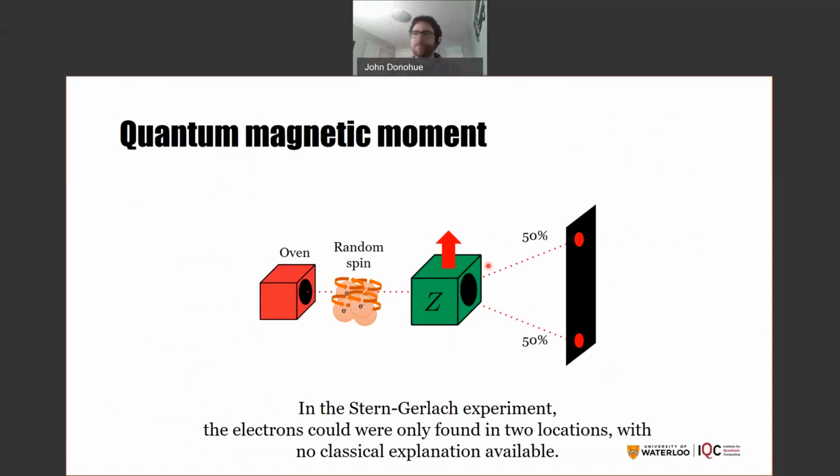have a random spin orientation, you should see a random blur. Say this is some kind of electroluminescent screen, something that glows or turns color whenever it sees an electron. You would expect to see a random smear here. What they instead found was that 50% of the electrons ended up at this point, 50% of the electrons ended up at this point. Okay. For the record, all of these figures on the Stern-Gerlach experiment are credited to Richard Epp.